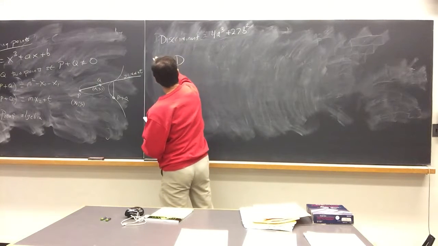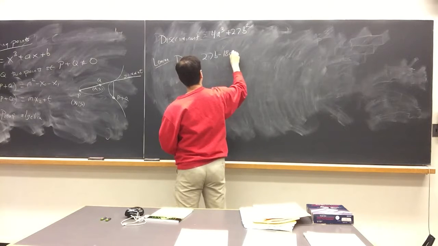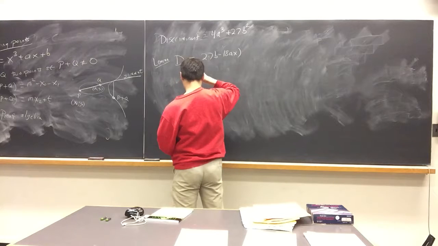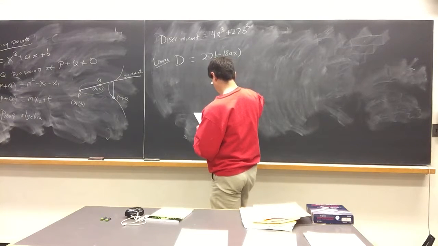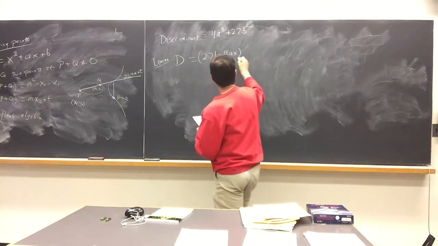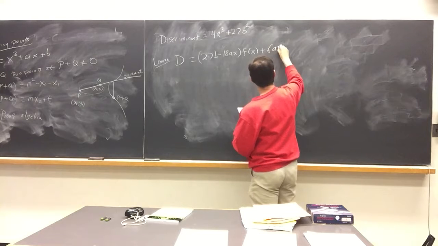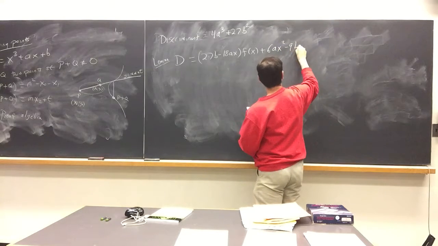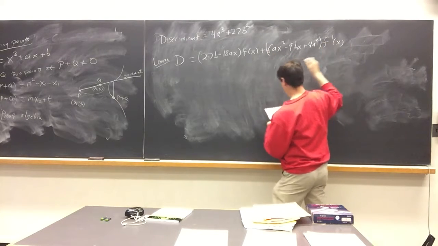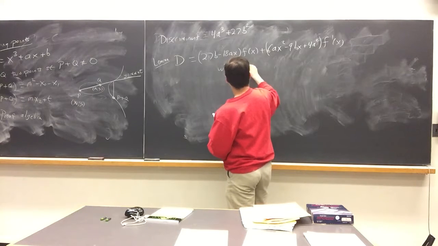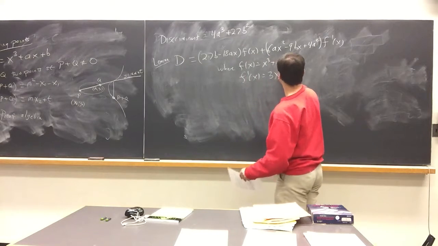And so we have a beautiful, beautiful result. It says that the discriminant, call this a lemma, and you'll see in a moment why I'm not memorizing this, is equal to 27b minus 18ax times f of x, plus 6ax squared minus 9bx plus 4a squared times f prime of x, where f of x is x cubed plus ax plus b, and f prime of x is 3x squared plus a.